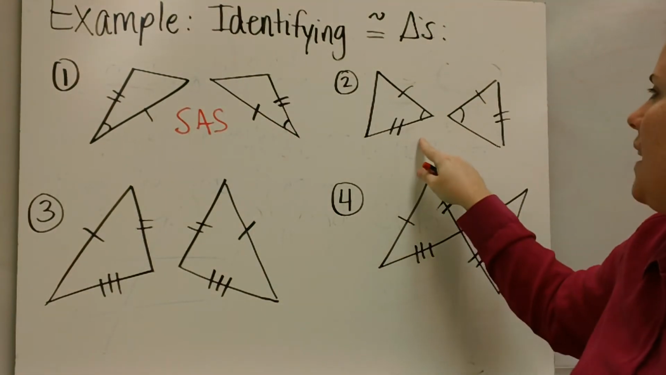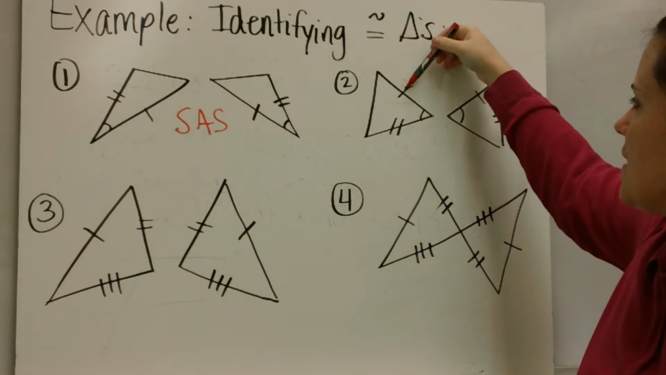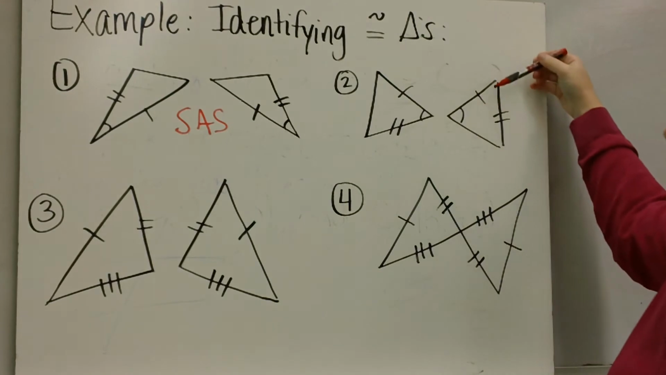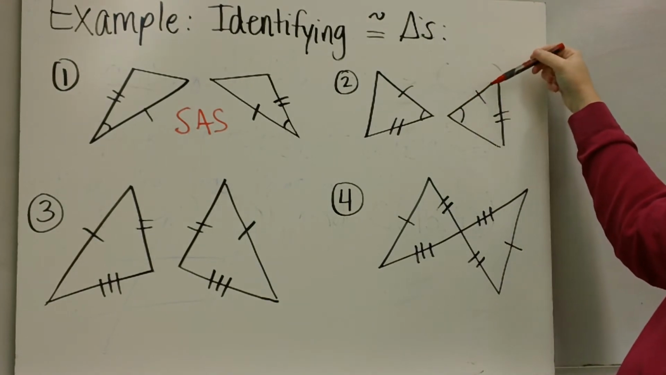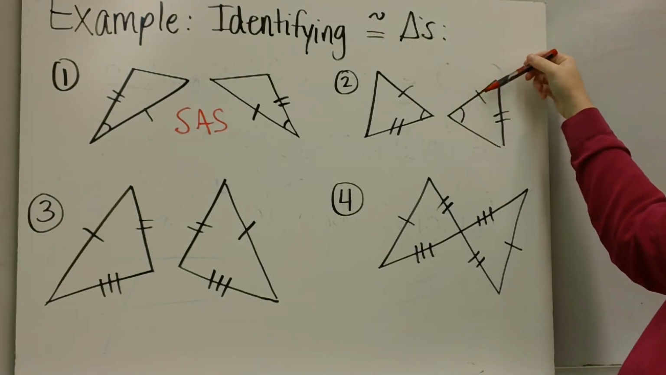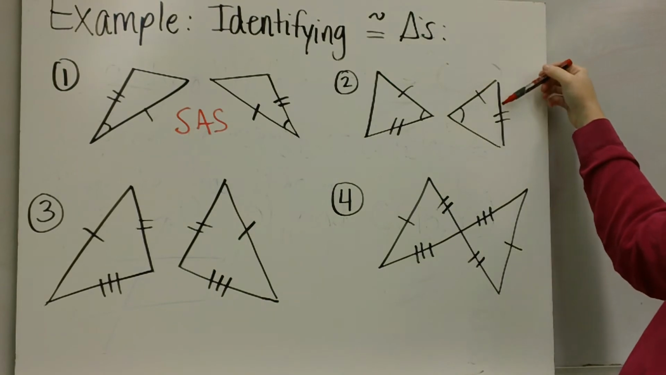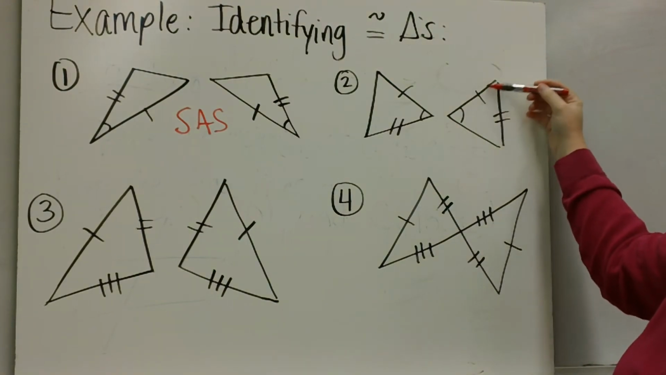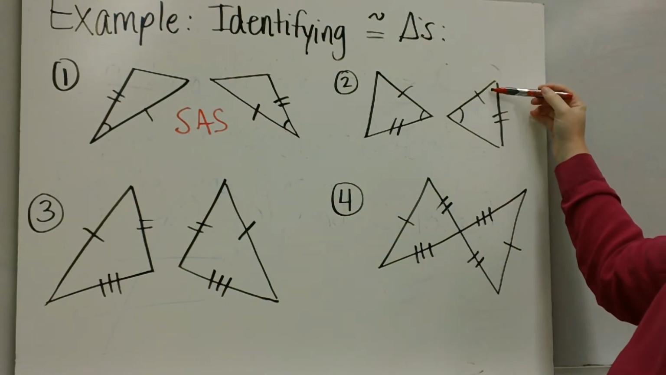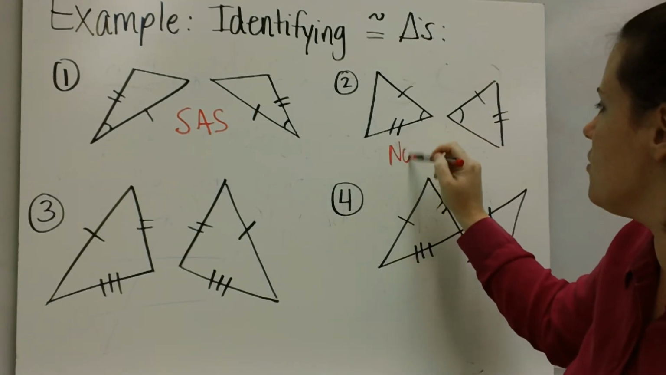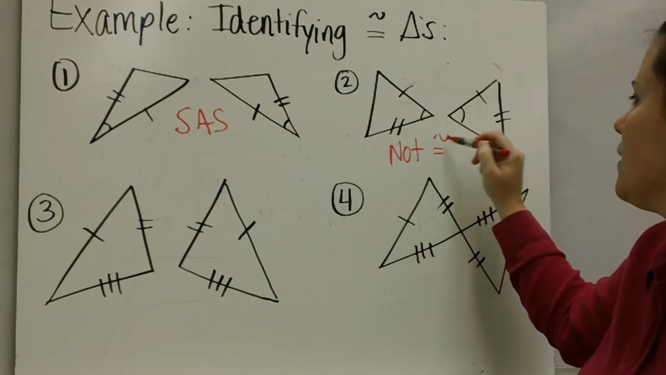Then we go to this one right here. I'm going to start here. I got side, angle, side, angle, side. This angle is not included in between these 2 triangles, so these 2 triangles are not congruent.